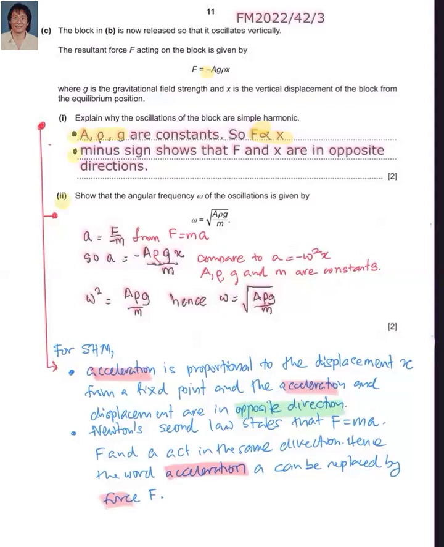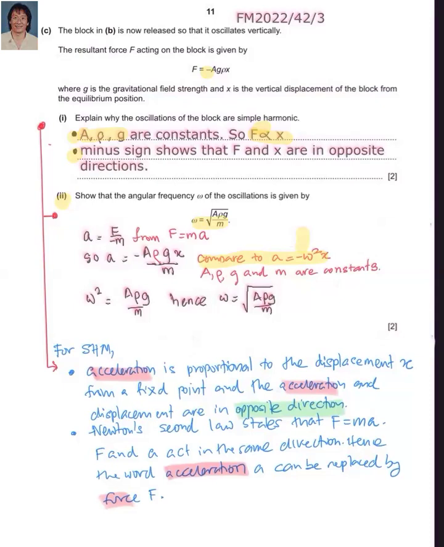Then in part 2, show that the angular frequency omega of the oscillation is given by this formula here. To do this question, we need to understand that for simple harmonic motion, the acceleration is proportional to x. The minus sign here shows that your a and your x are acting in opposite directions, and omega squared is a constant. The second thing you need to know is Newton's second law, which states that F equals ma.